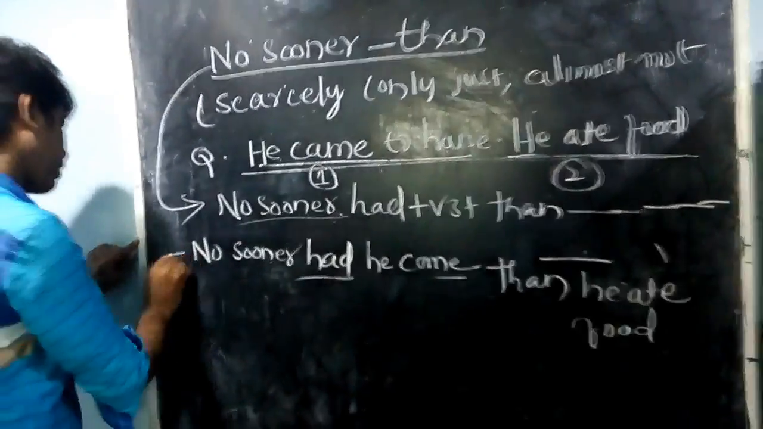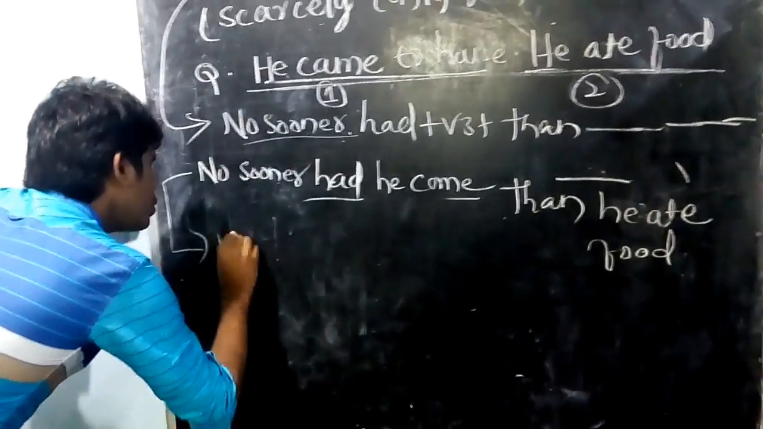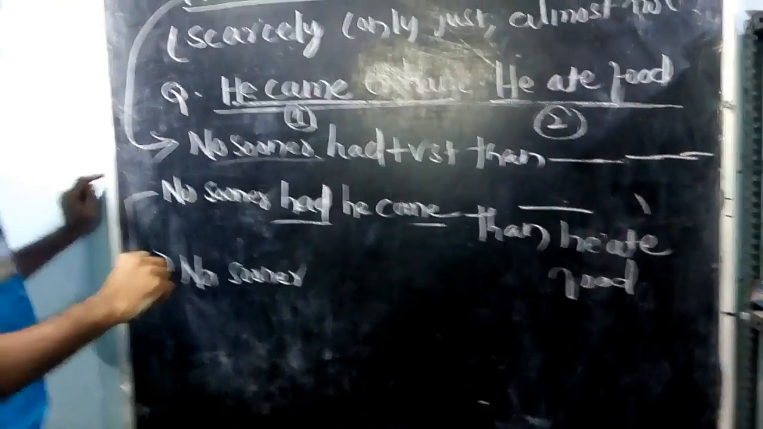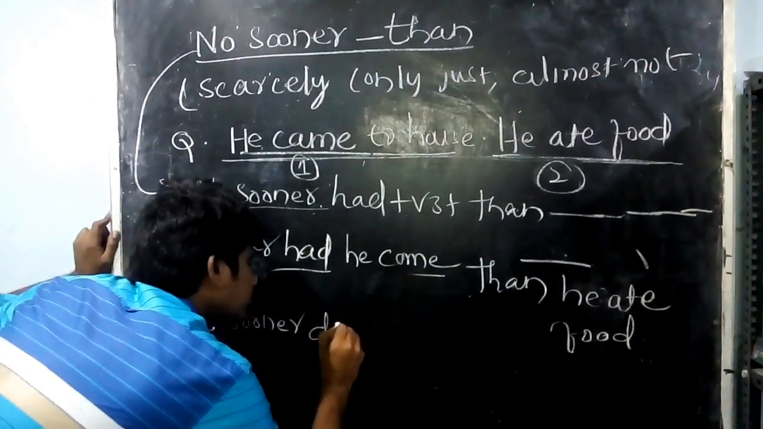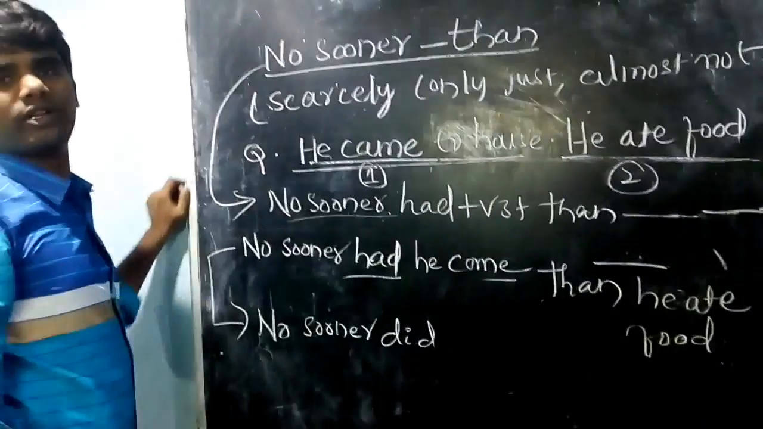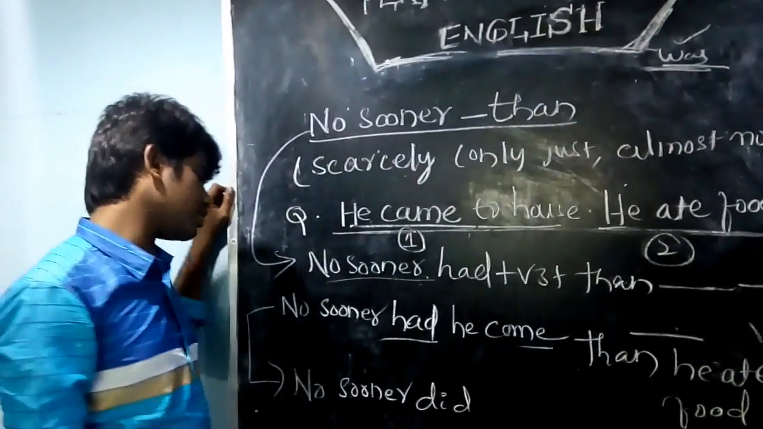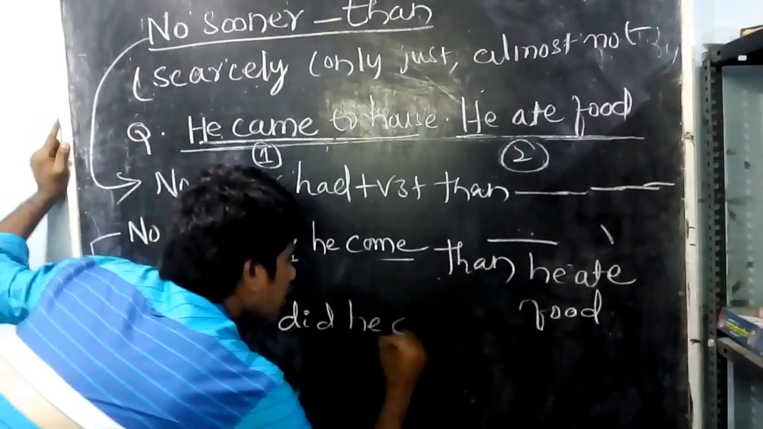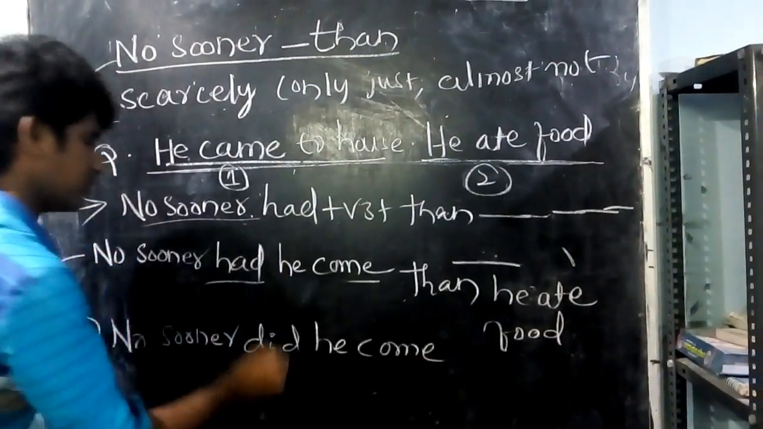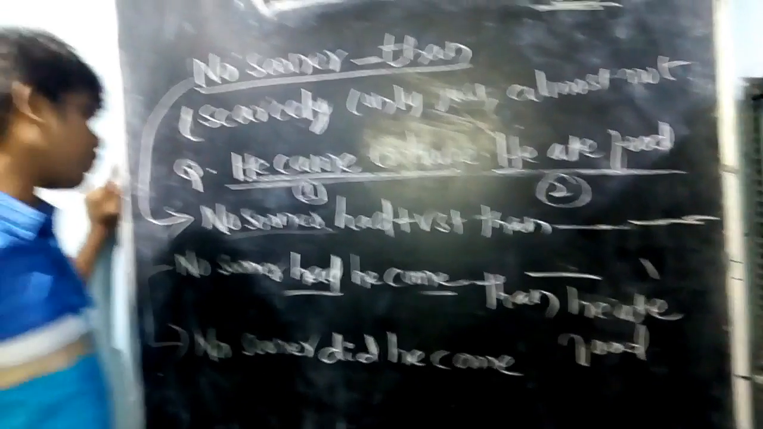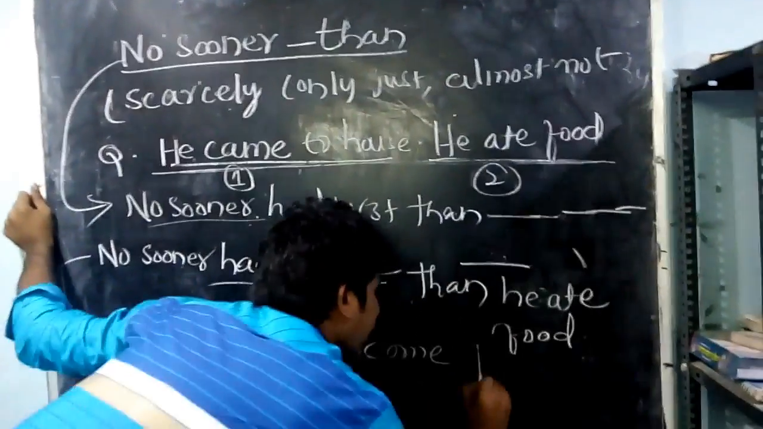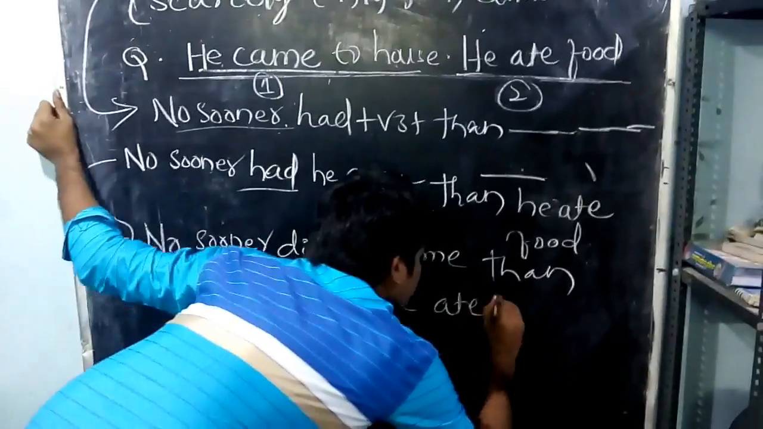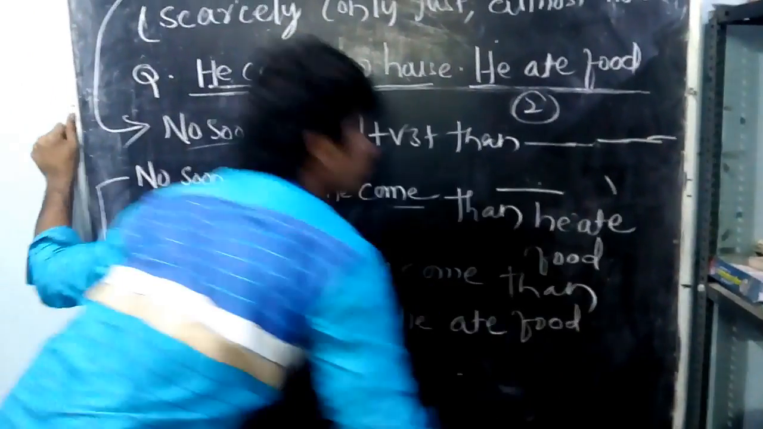Or otherwise you may write like this also: no sooner did he come. Did is also possible in no sooner. No sooner did he come, verb 1 with did. So no sooner did he come than he ate food.